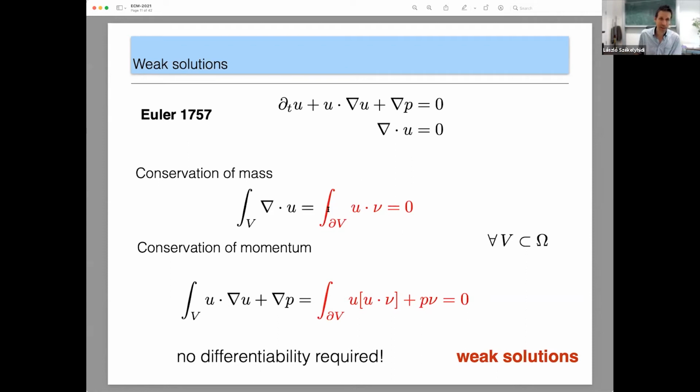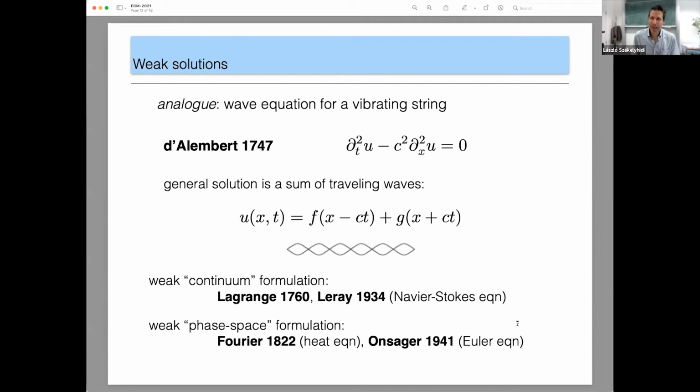Now, if you look at these red equations as the definition of a solution, there is no differentiability required. And so, in a sense, as soon as you can make sense of these boundary integrals, you can speak of a solution. And that's one way of starting to think about weak solutions.